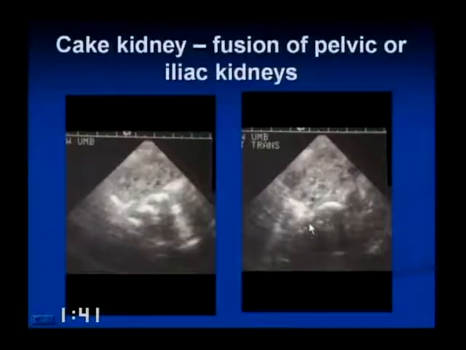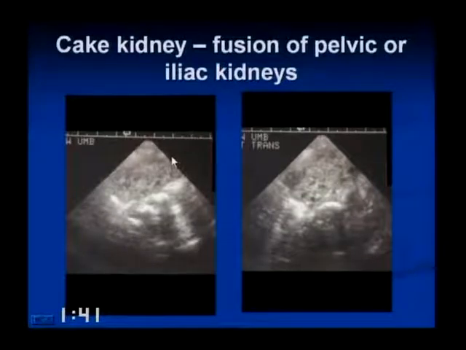A type of kidney that is a fusion is called a cake kidney, and you may not see this as often as you see a horseshoe kidney, or you might think that this is a horseshoe kidney, but it really isn't. And what we see on this sonogram on the left, we see a kidney, and it's not quite as beautiful as you would expect it to be. The medullary pyramids are not quite as hypoechoic and attractive.